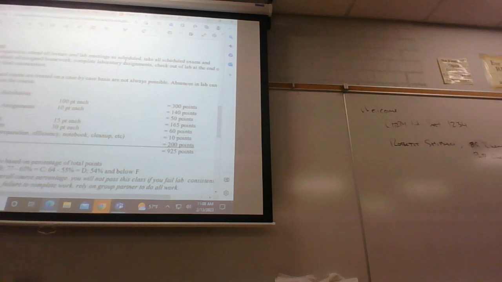Carbonic acid. Carbonic acid is very common. It's unstable, though. It decomposes into CO2 and water. So we can't buy a bottle off the shelf of carbonic acid. We just buy carbonated water. That would be our carbonic acid. Nitric acid. That's a big one, too. What's the formula for nitric? HNO3.